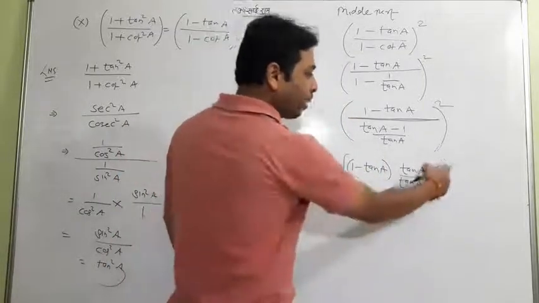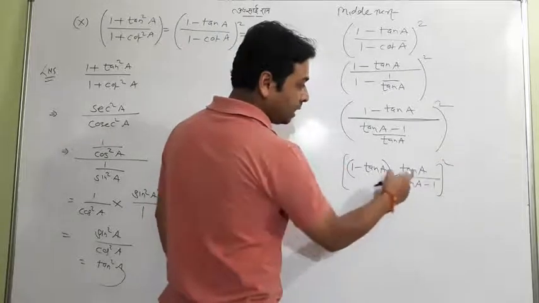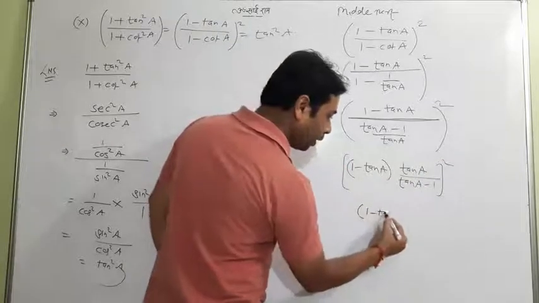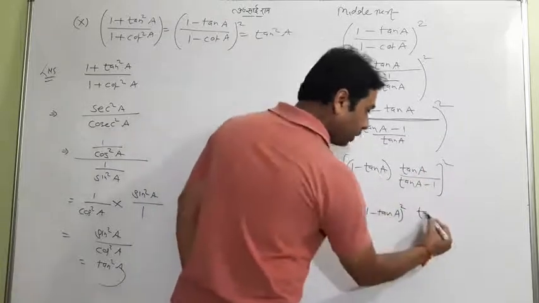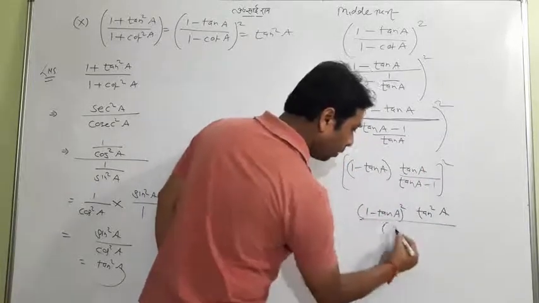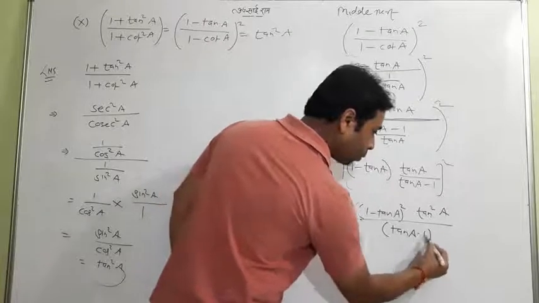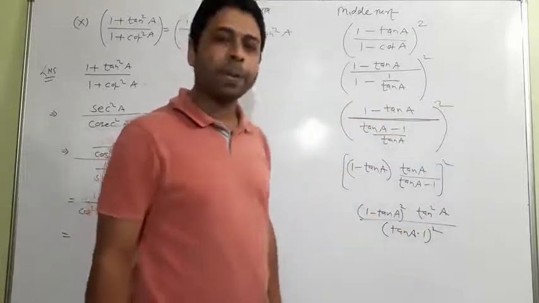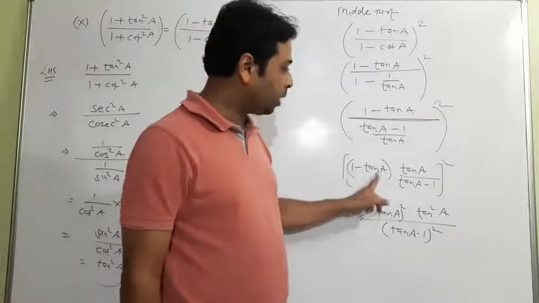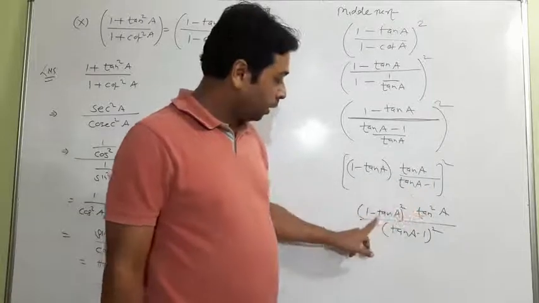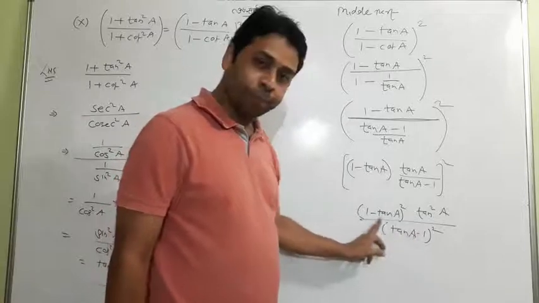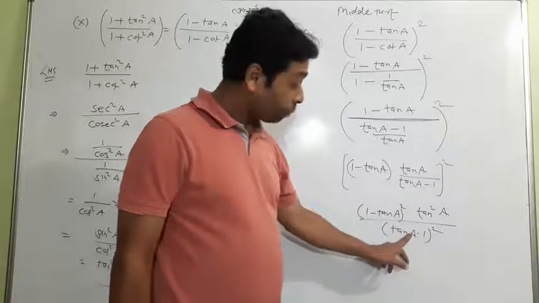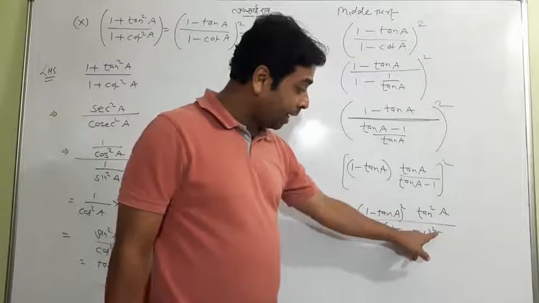Now I separate the square with all this as well as this. Look at 1 minus tan a whole square, and tan square a upon tan a minus 1 square. I separated all the squares with this as well as with this. These two are not looking the same, but in the square case they are the same.